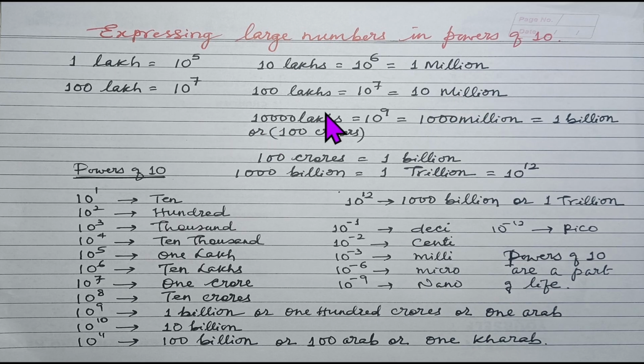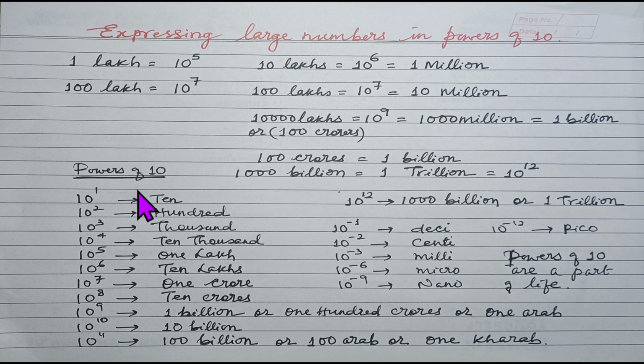And we have 10,000 lakhs. 10,000 lakhs is 100 crores, that is 1 followed by 9 zeros, that is 10 raised to 9, and that is also called 1000 million, or 1000 million is 1 billion. So therefore 1 billion is 10 raised to 9. Now 100 crores is 1 billion, and 1000 billions is 1 trillion, that is 10 raised to 12.